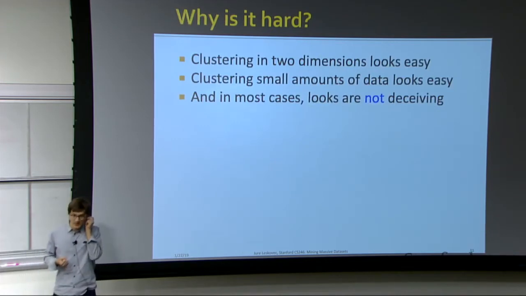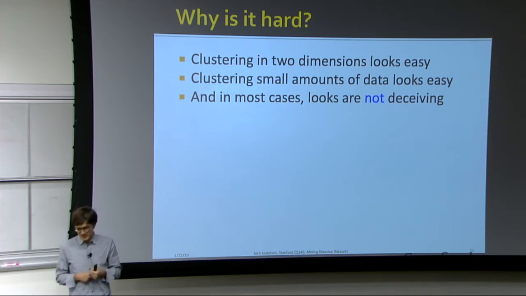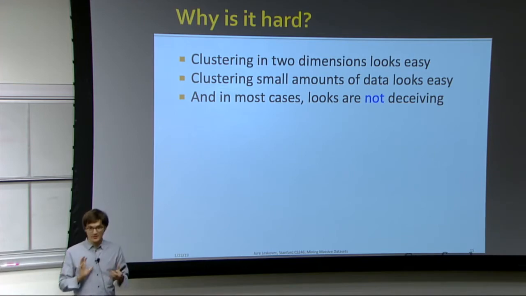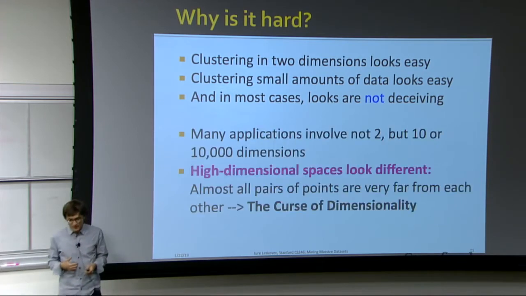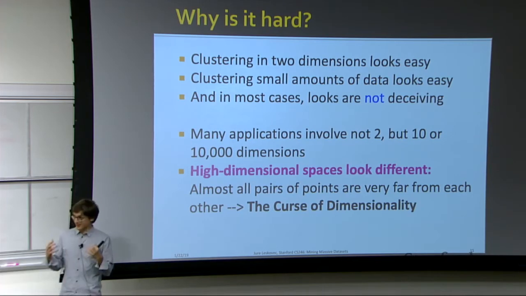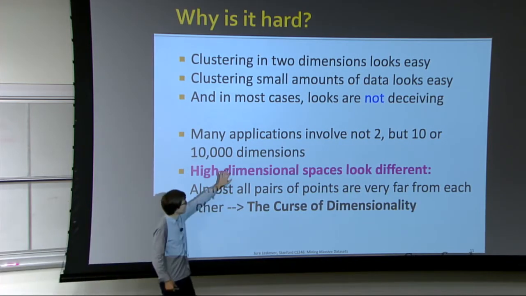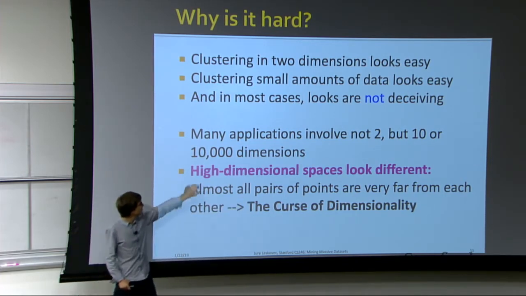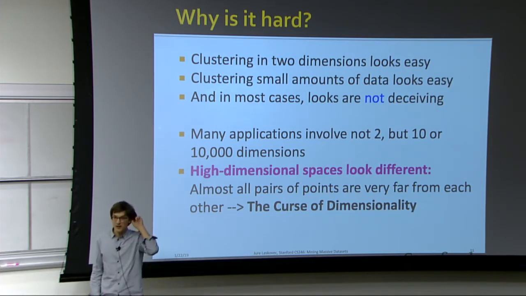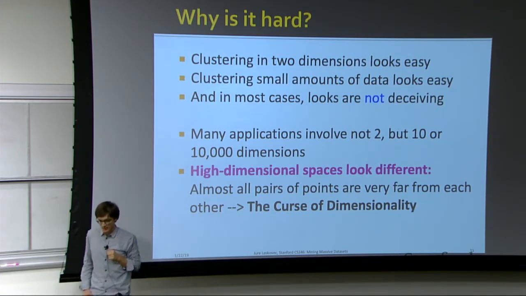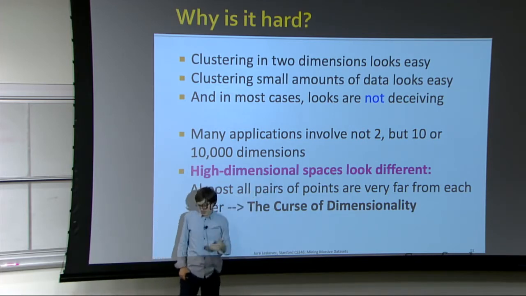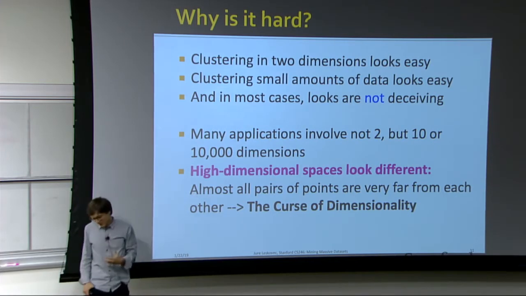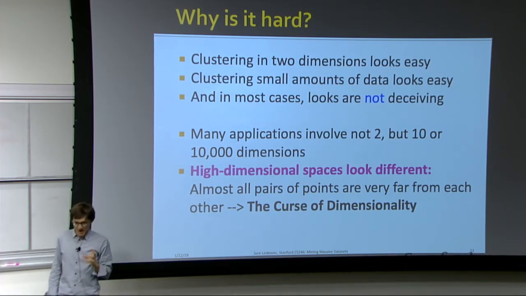The reason why clustering is hard is because in two dimensions, everything is easy. And also clustering small amounts of data is easy. But in most cases, these kind of simple things are deceiving. And the way we can formalize this kind of deception is the following. In two dimensions, things look easy. In 10, they are still relatively easy. But in 100,000 or a million dimensions, things are much, much harder. And the point is that high dimensional spaces look different. So what I want to do now is give you a bit of intuition why high dimensional spaces are hard and different.